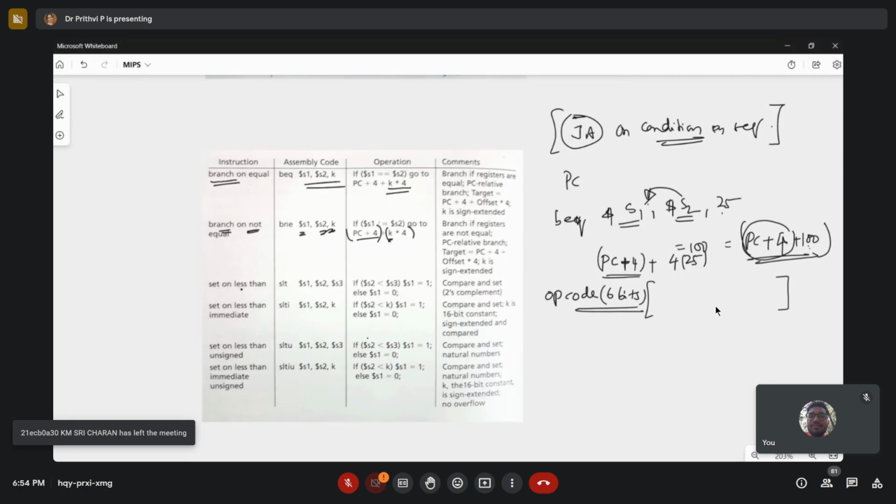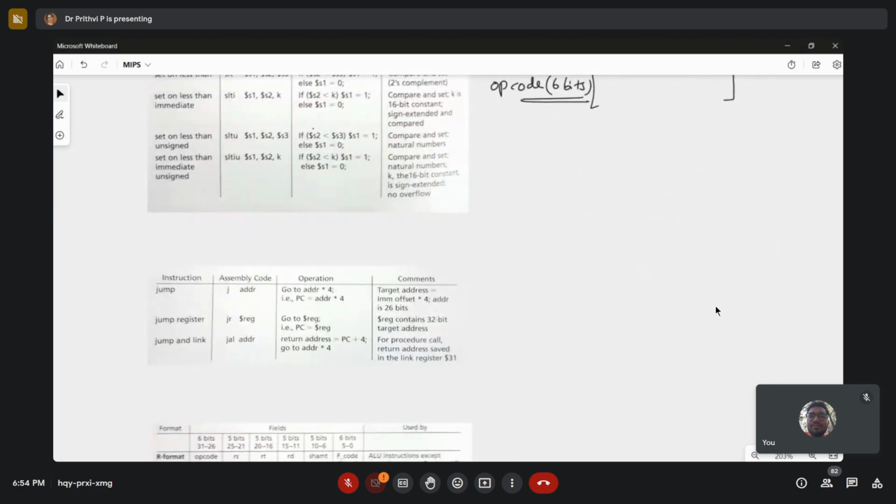This is conditional. If you are doing a comparison such as less than or greater than, this is equal, this is comparison, and this is unsigned comparison. This is for unsigned comparison. The other one, completing what instructions we have taken. Now, this is our jump address, the jump instruction, we can say.